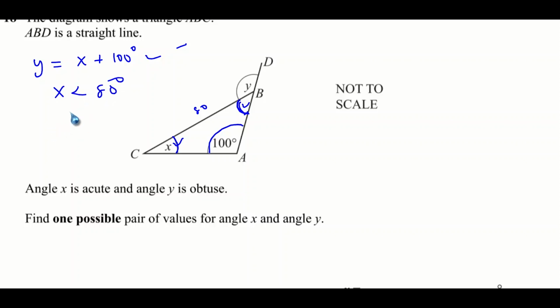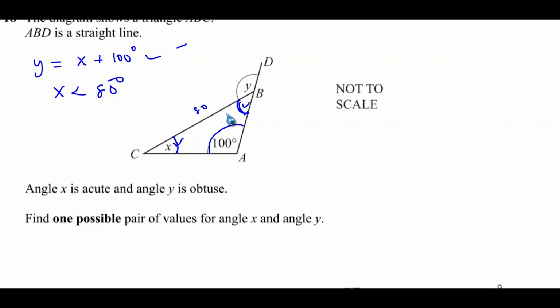So it can be any number. It can be 30, it can be 20, it can be 50, it can be 15, it can be 70. It can be 78, it can be 79. Sorry, I think it can be 79. It can, although then the other angle would be very small, 1 degree. But the fact is that X is less than 80 degrees, so it can be 79 and this will be 1. That is a very small angle, but X is an acute angle, so it is less than 90 degrees.